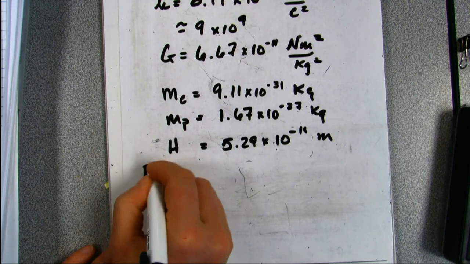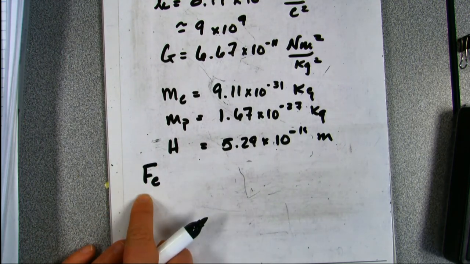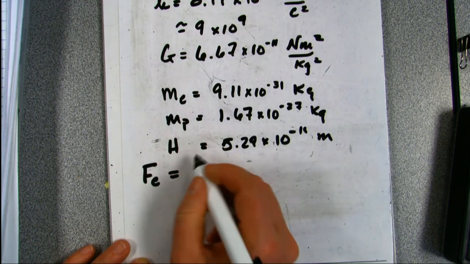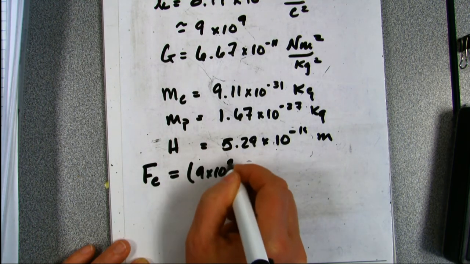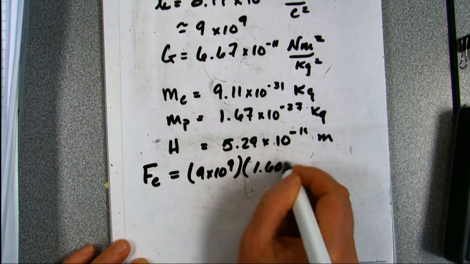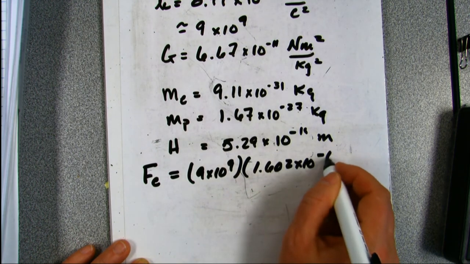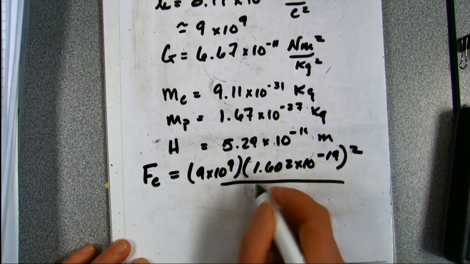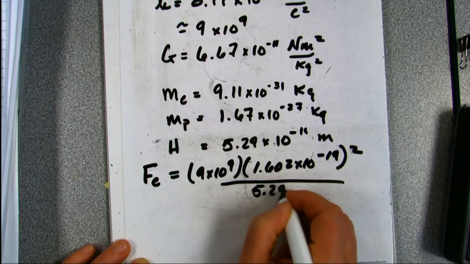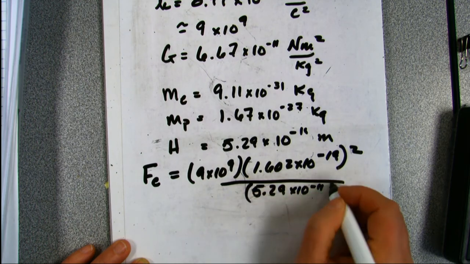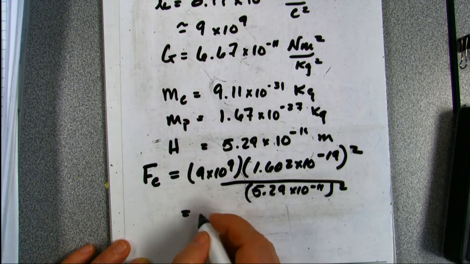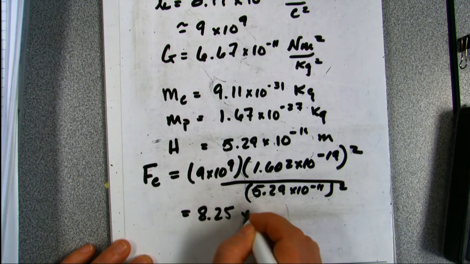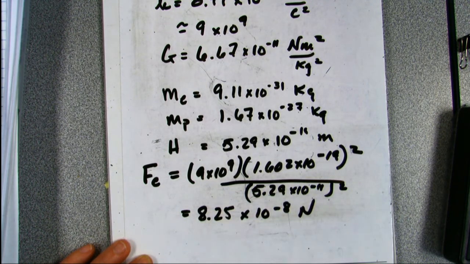So if I want to find the force due to Coulomb's law, which I'm going to use as an E, that's the electrostatic force. This is going to be 9 times 10 to the 9th, and I'm going to have 1.602 times 10 to the minus 19 squared, divided by the Bohr radius, which is 5.29 times 10 to the minus 11 squared. That gives me 8.25 times 10 to the minus 8 newtons. That's the magnitude of the force between an electron and a proton in an atom, in the hydrogen atom.